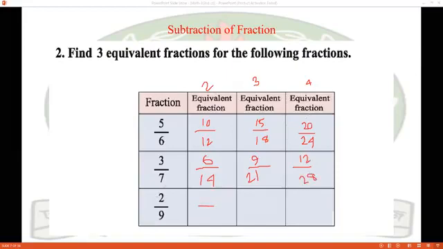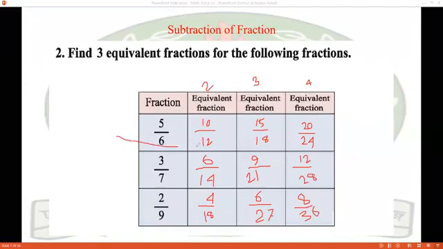Here multiplying 2 with 2, we get 4. Here multiplying 2 with 9, we get 18. Here multiplying 3 with 2, we get 6. Here multiplying 3 with 9, we get 27. Here multiplying 4 with 2, we get 8. Here multiplying 4 with 9, we get 36.